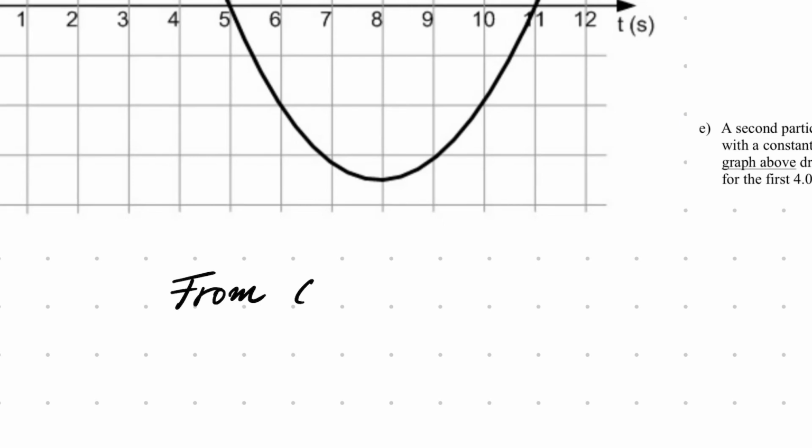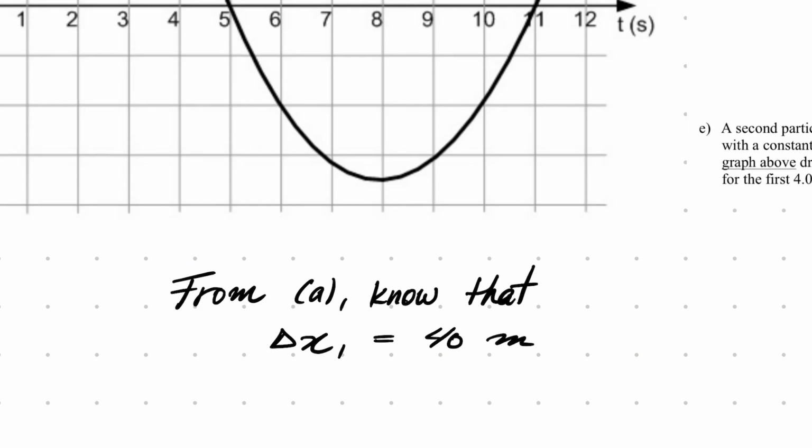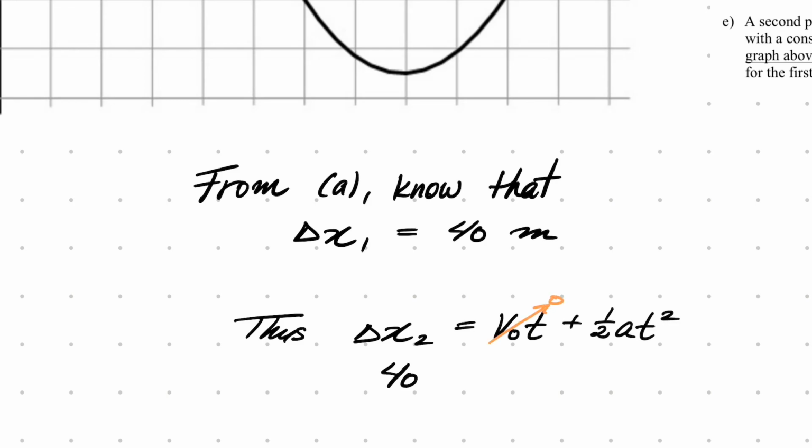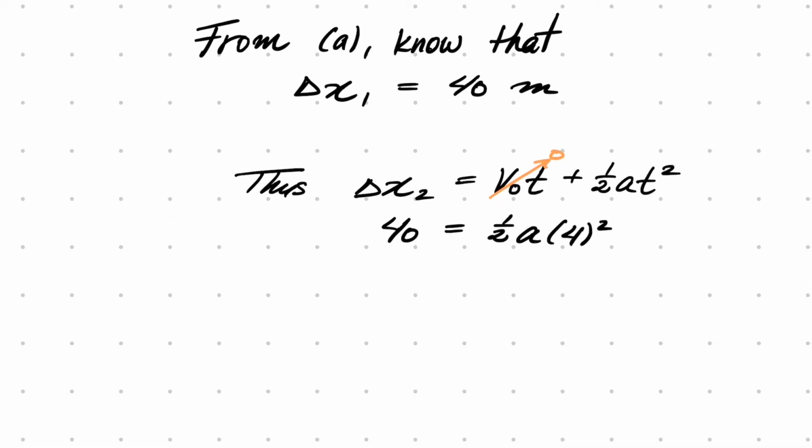In order for this second particle to catch up with the first one, they will have to have equivalent displacements in the 4-second interval. We already know from before that our first particle will have displaced 40 meters, therefore the second one will have to also displace 40 meters. We can use our kinematic equations to solve this, and knowing that it starts from rest, we can simply solve that acceleration is equal to 5 meters per second squared.